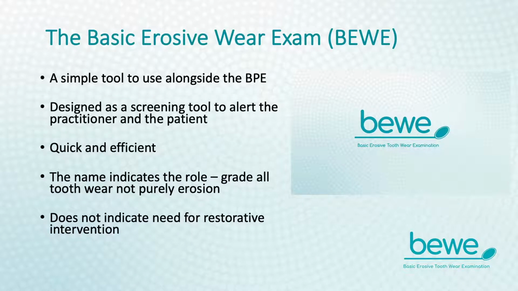The BEWE was designed for clinicians working within general practice as a quick and efficient means to record the erosive tooth wear severity in the clinical notes. It was designed to mirror the BPE so that both indices can be used at the same time. They are both conducted in a similar way, with both recording the most severe surface or site in each sextant. There was consensus among the working group that the BEWE should be used routinely at each oral health assessment and conducted at the same time as the BPE.